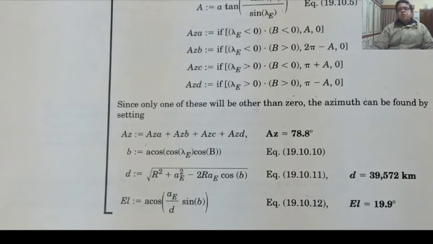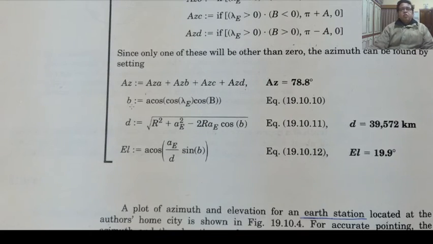Since only one of these will be other than 0, the azimuth can be found by setting AZ equal to AZA plus AZB plus AZC plus AZD. That means our result from the above equations is AZ equal to 78.8 degree. Small b equal to a cos of cos lambda E cos B. D equal to the square root of R square plus AE square minus twice R AE cos B. EL equal to a cos of AE upon D times sin B.